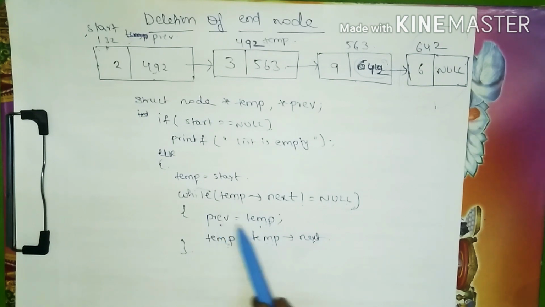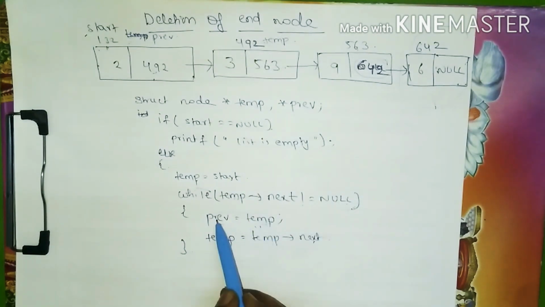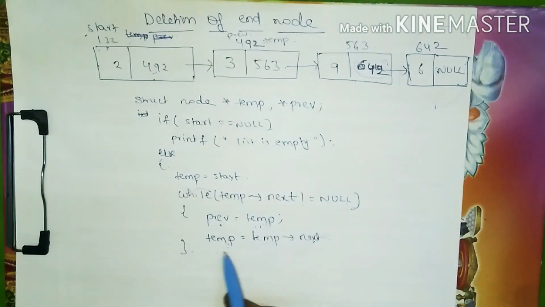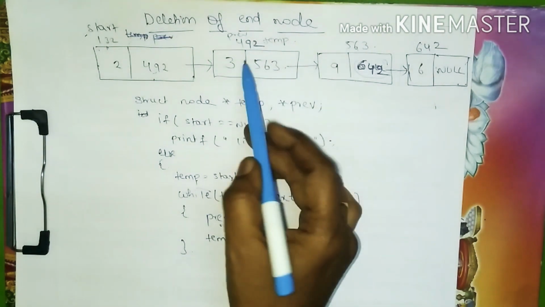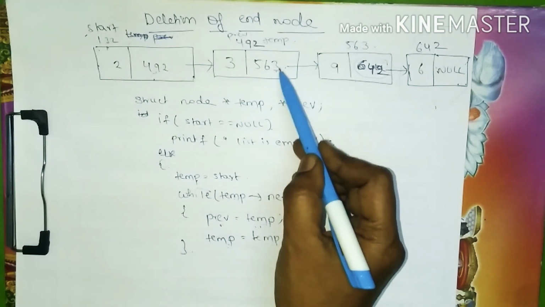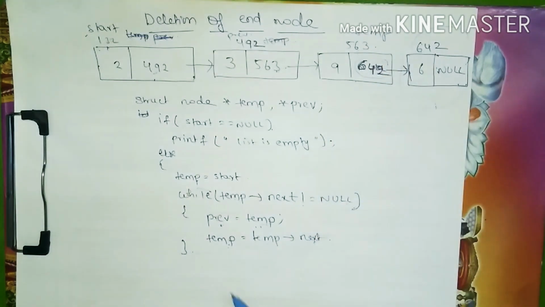Yes, satisfied. Prev is equal to temp. What is the temp address value? 492. Now 492 gets stored into prev. Now prev contains 492. Now temp is equal to temp next. What is the temp next value? 563. So 563 gets stored into temp. Now temp contains 563. Now next, while temp next.